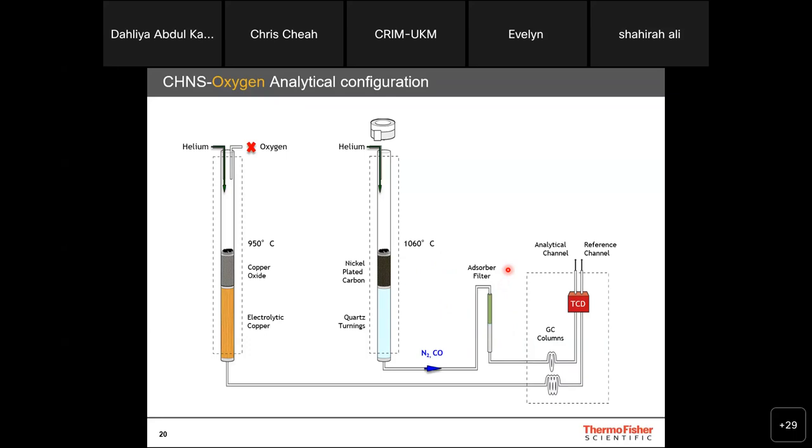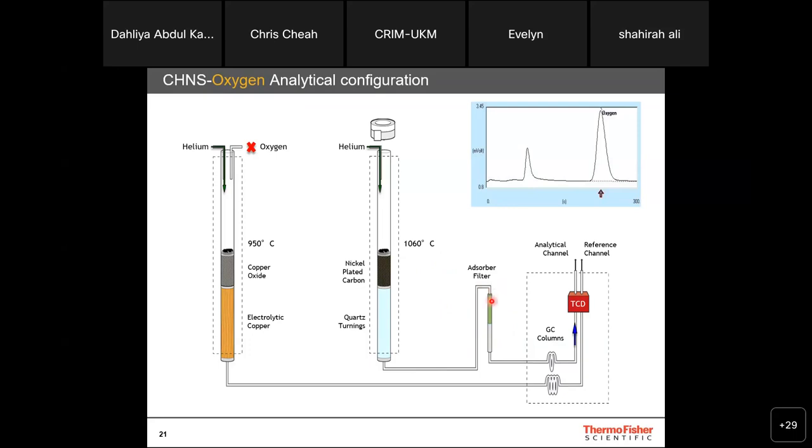So nitrogen and carbon monoxide pass through. Then the moisture will be trapped here. CO2, if present, will also be trapped here. There's no way that we can trap nitrogen because it's always present. So this first peak is actually the N2 peak. The second one is the oxygen. And the runtime for this particular O determination will be faster, about 5 minutes. So this is actually how the system works in terms of chemistry, coupled with the packing material of the reactor, as well as how the TCD is utilized to determine the compounds after they are separated by chromatography.